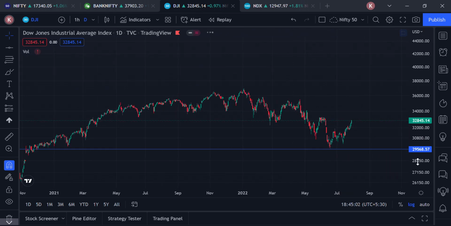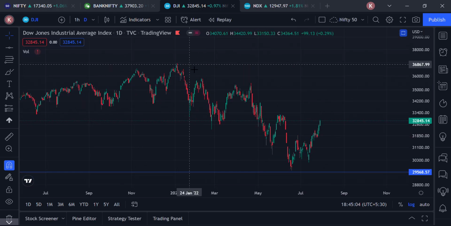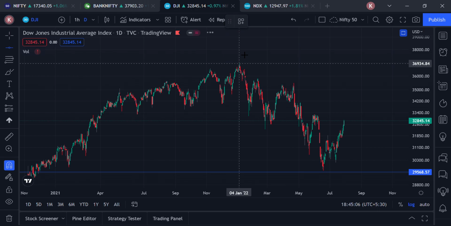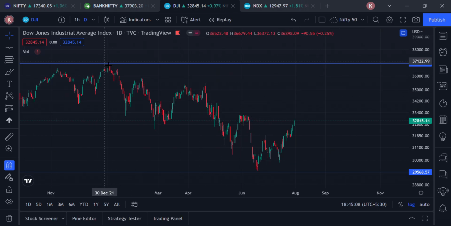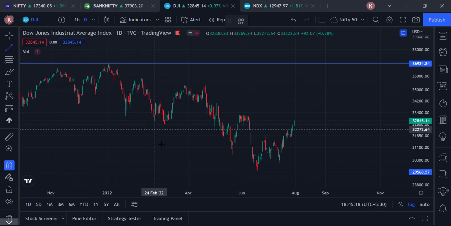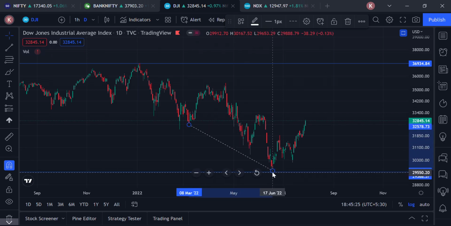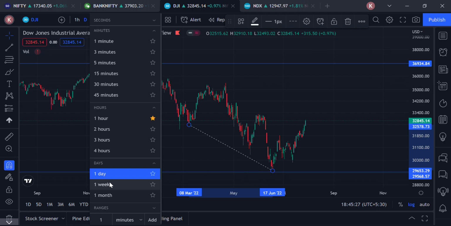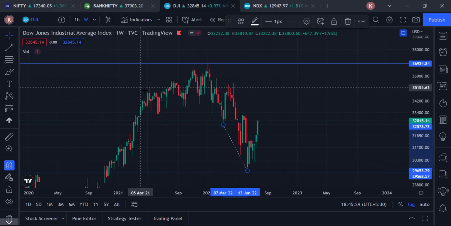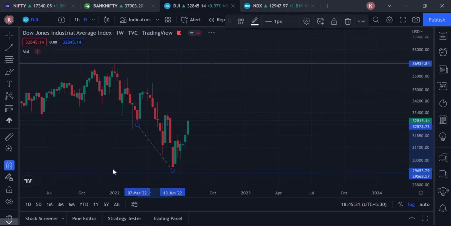So this was the top. First, we'll mark this top. From here, if you're trying to find out what kind of pattern it is making, from my experience I can sense a diagonal here, and this could be the diagonal if you go on weekly or daily. We'll do it on daily.